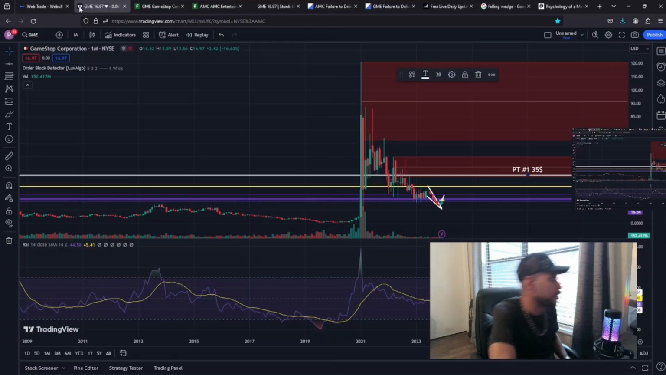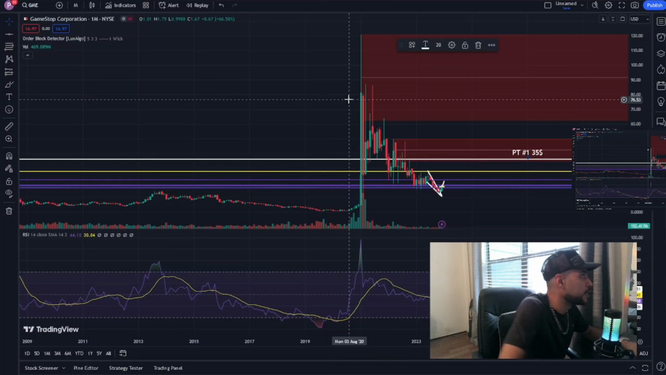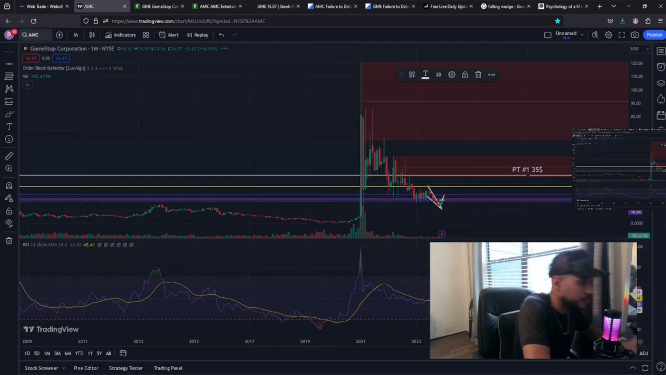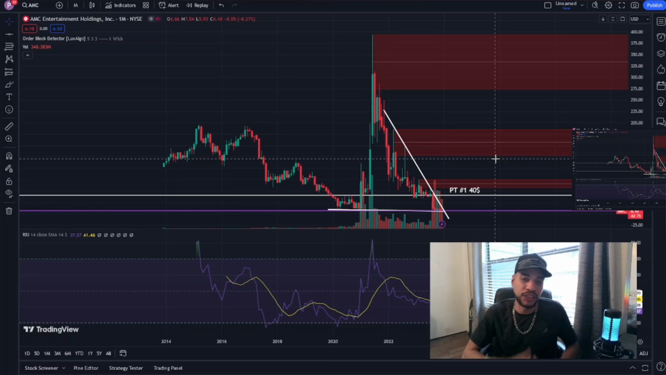So we have our first price target for AMC and GameStop. GameStop is $35. AMC is going to be at $40. So that gives us price target number 1 to start making our brackets.